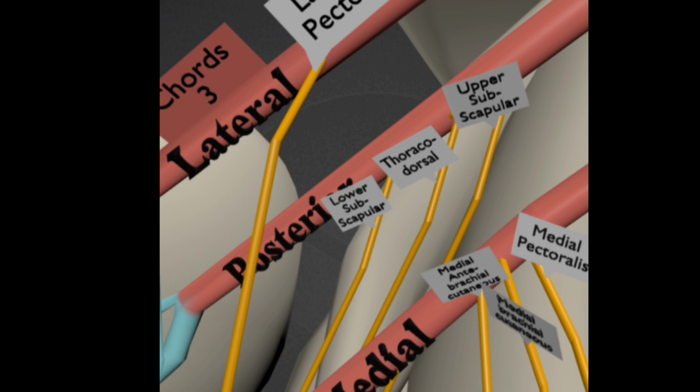L stands for lower subscapular nerve. Here you can see. U stands for upper subscapular nerve. N stands for nerve to latissimus dorsi. As you know, latissimus dorsi is a muscle of the back. The nerve to latissimus dorsi is also called the thoracodorsal nerve.